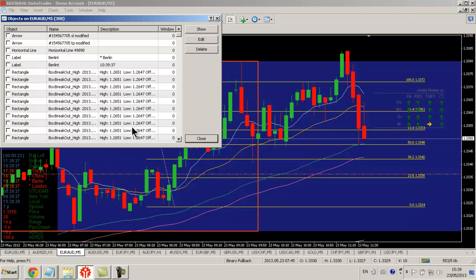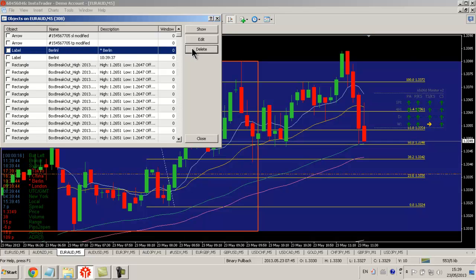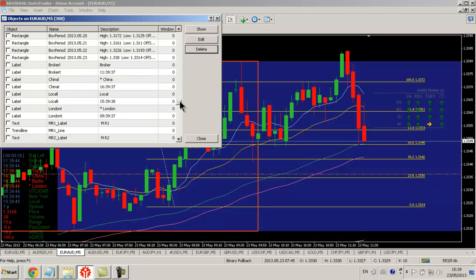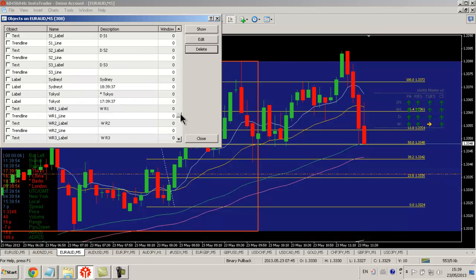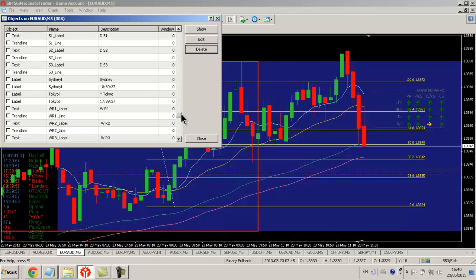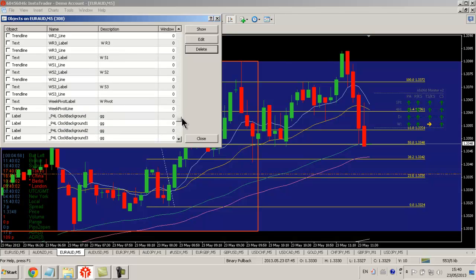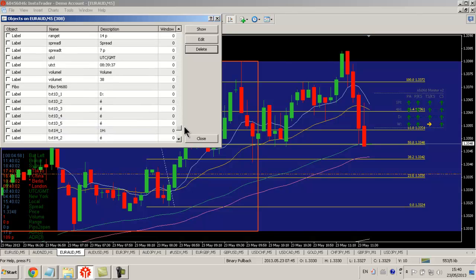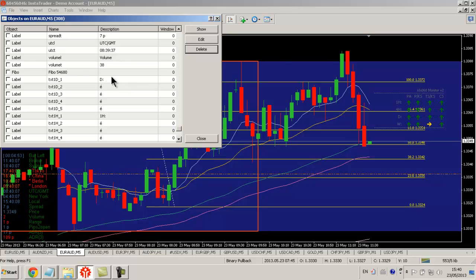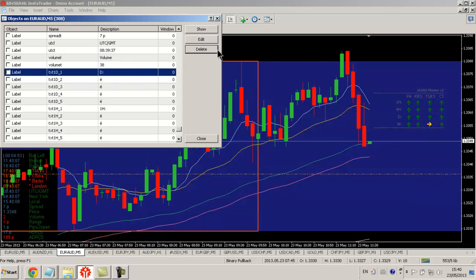Okay, so let me take this off. If you want to get something off, you go to object list. I had some other things put on there. Just be careful you don't wipe off any of the stuff that you need for your setup. Where is it now? Oh, there it is. Right, so there it is then. So just highlight it there and delete.